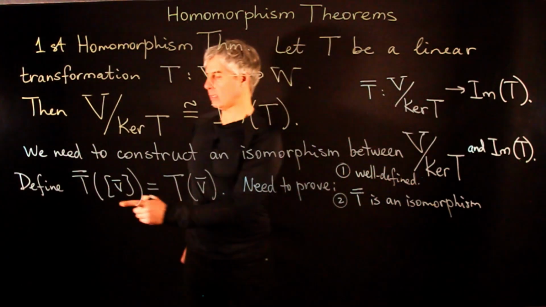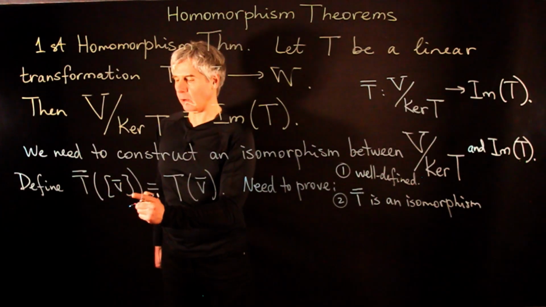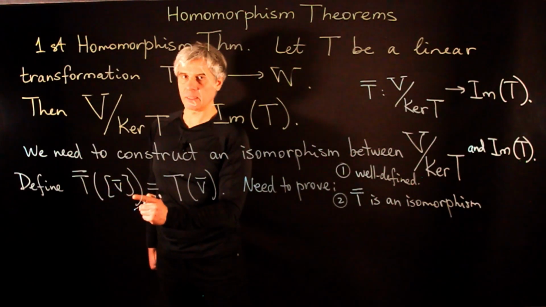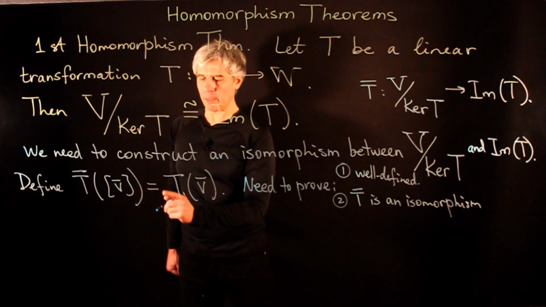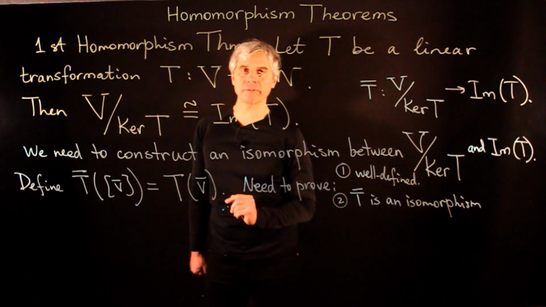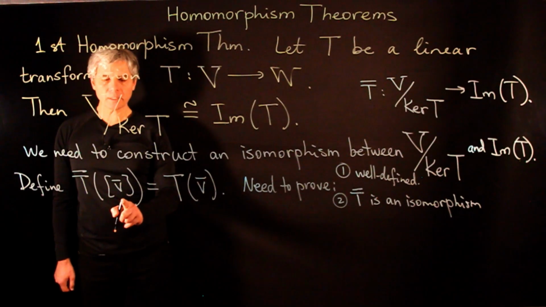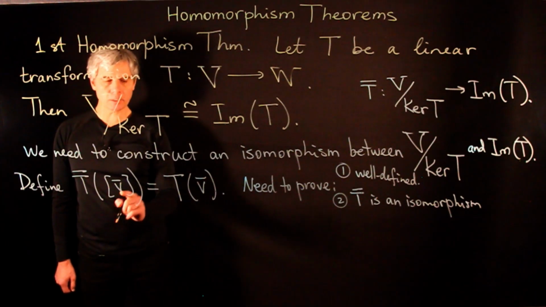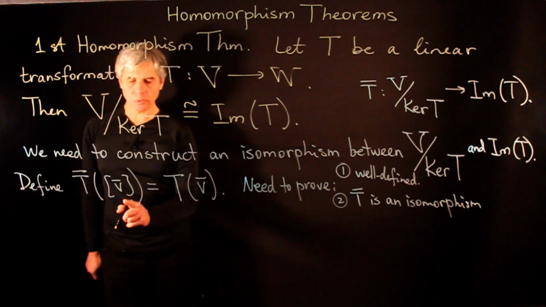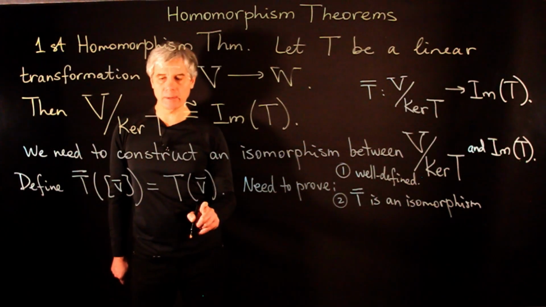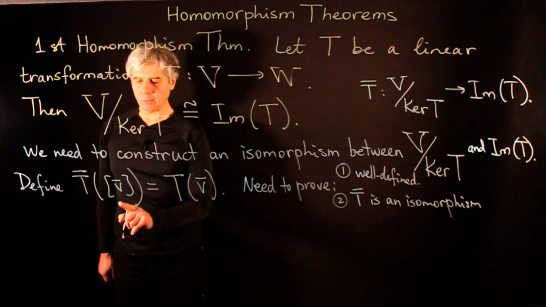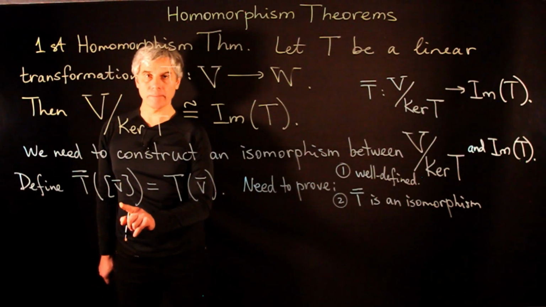The thing is that T bar is defined on equivalence classes. And whenever we work with equivalence classes, we need to make sure that our constructions are well defined. So what does it mean to be well defined in this particular situation? So here we define the right-hand side using vector v. But in the left-hand side, we have an equivalence class of v. And vector v is just one representative in this equivalence class.